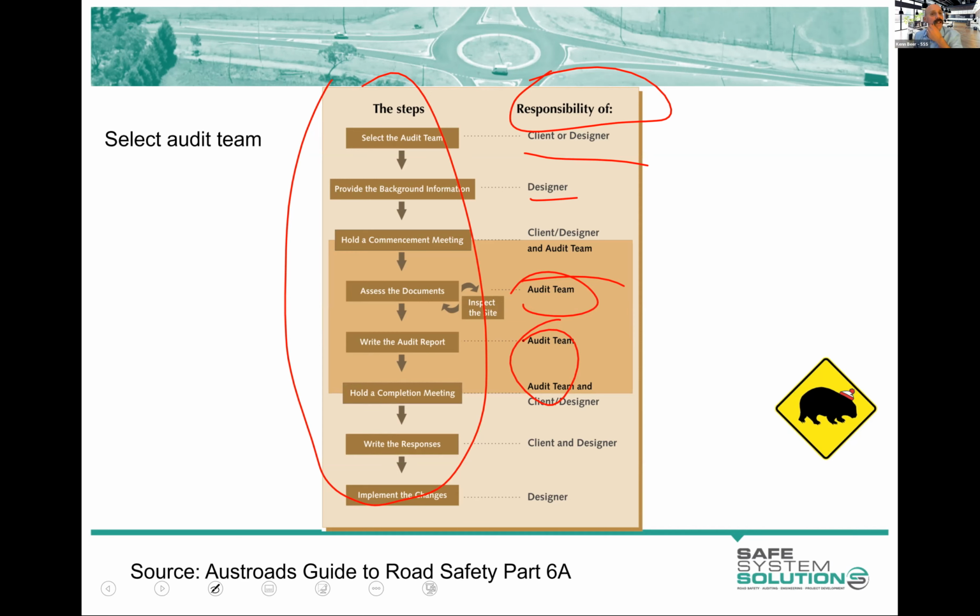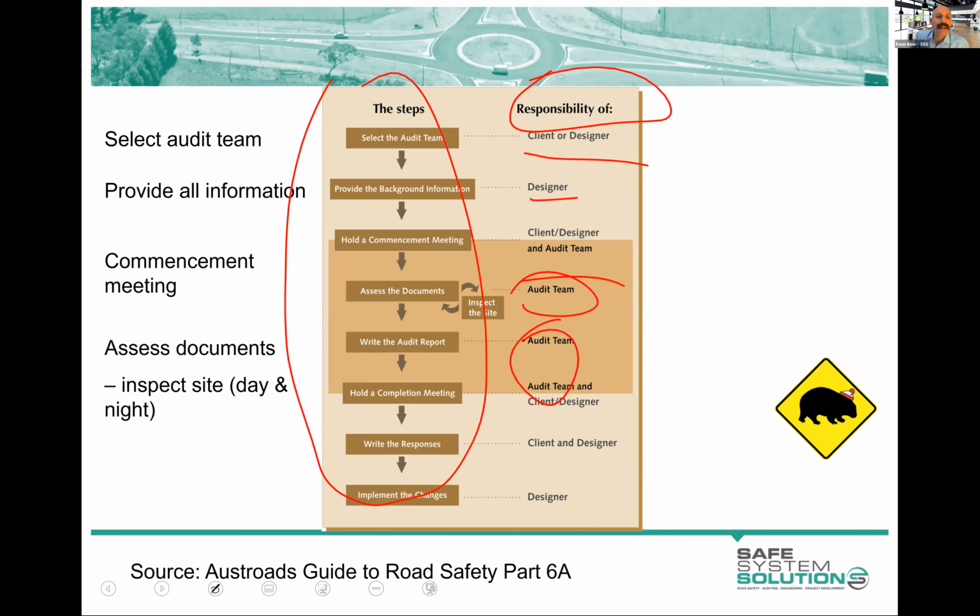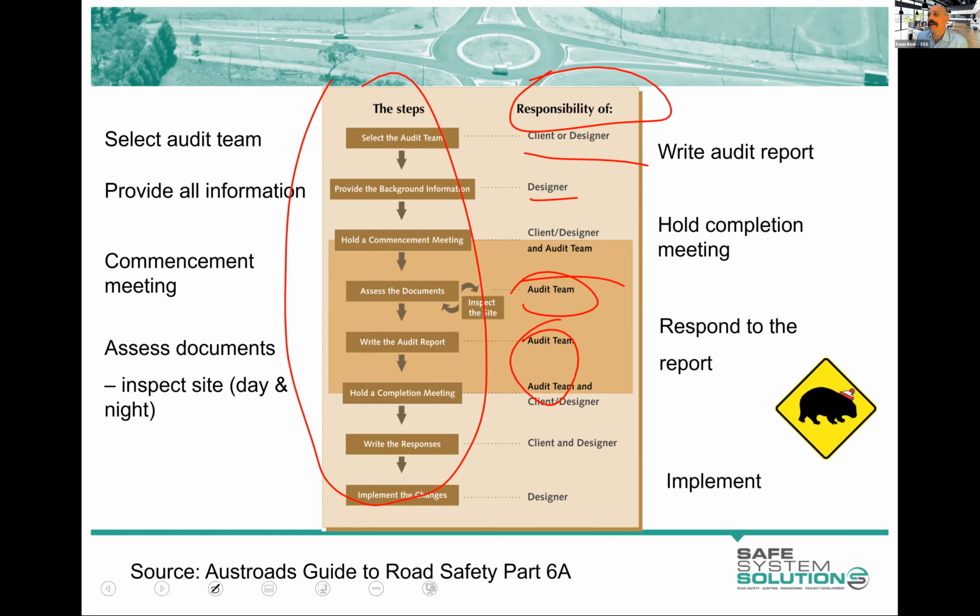We've got selecting the audit team. Then the information that is provided and passed over to the audit team. Some sort of commencement meeting. Then the assessing of the documents and the detailed reviews. Then inspecting the site during the daytime and the nighttime. Writing up the audit report. Some sort of completion meeting, handing it over, talking to the client. Then responding to the audit report. And the final one is implementing.